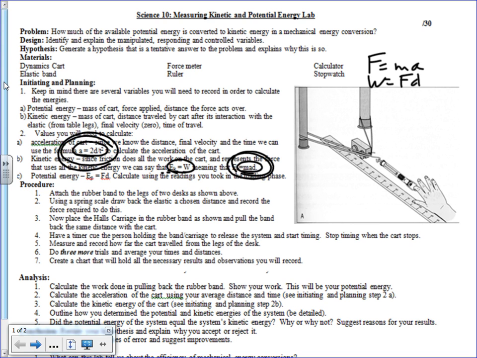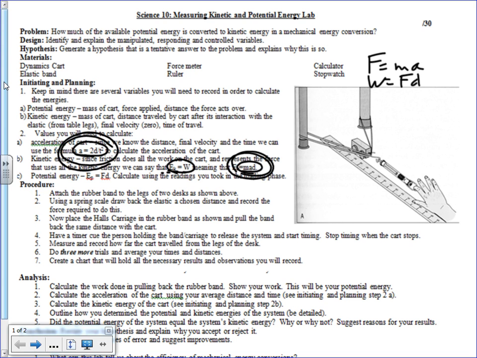I don't want any spring scales flying around taking out people's eyes. If they are still attached to the rubber band when you let the Hall's carriage go, not all of the work done is done on the Hall's carriage. Some of it will be done in propelling the spring scale at somebody. We don't want that. So just do it. Pull it back. Decide what distance you're going to pull it back to. Measure the force. You're done with the spring scale. You don't need it again. Put the Hall's carriage in. Pull it back to the same distance. Everybody got it? Okay.